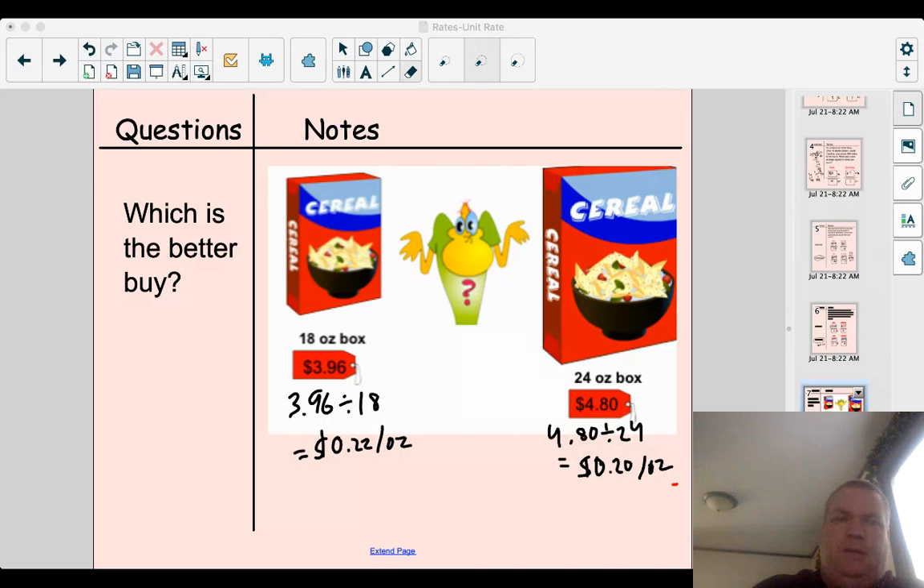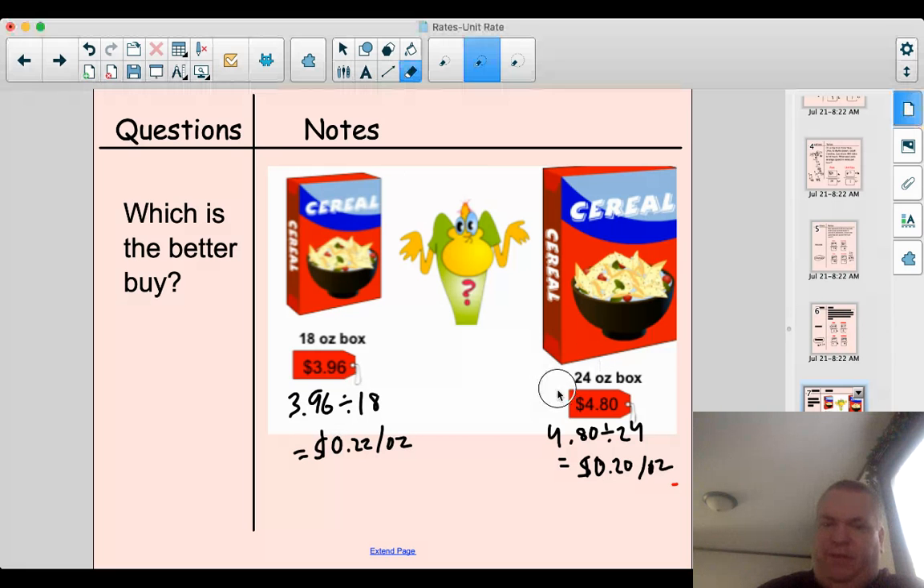All right, let's check in. So hopefully these are the values that you got. $3.96 for 18 ounces. If I want the price per ounce, I take the price, divide by the number of ounces. I get 22 cents per ounce. Okay, so each ounce of this cereal costs 22 cents. Here, if I want the price per ounce, I take the price $4.80 divided by the ounces, which is 24, and I get 20 cents per ounce. Okay, so 20 cents per ounce is cheaper than 22, so this is the better deal.